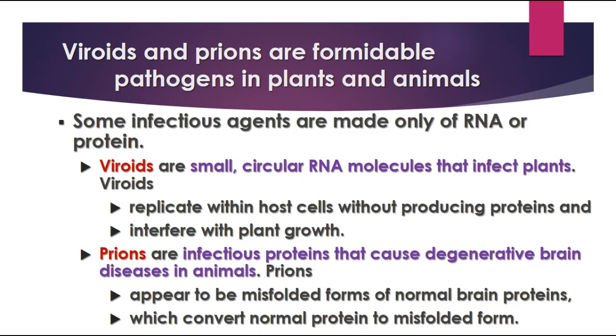The other kind of infectious protein is called a prion. Prions can cause degenerative brain diseases in animals. This is the source of the disease you may have heard of called mad cow disease, which doesn't make the cows mad or crazy, but they do start having some degenerative muscular and neurological symptoms. Apparently they are misfolded forms of normal brain proteins, which can then convert the normal protein to a misfolded form.